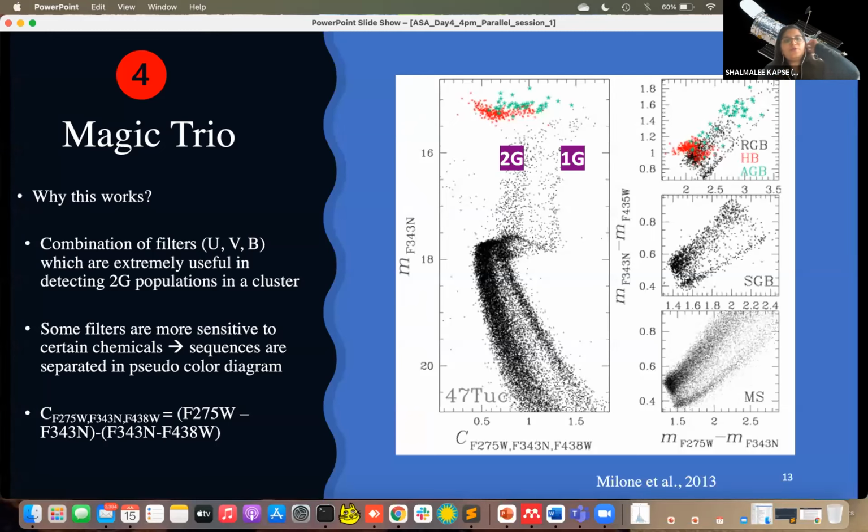One more technique that is very prominent and very important to study multiple stellar populations is the magic trio, as Maddie mentioned yesterday in her talk. It works for the same reason. This is also one of the famous examples of 47 Tuc, and you can easily see in its color index with the extreme U filters that you can see multiple stellar streams in every evolutionary stage.